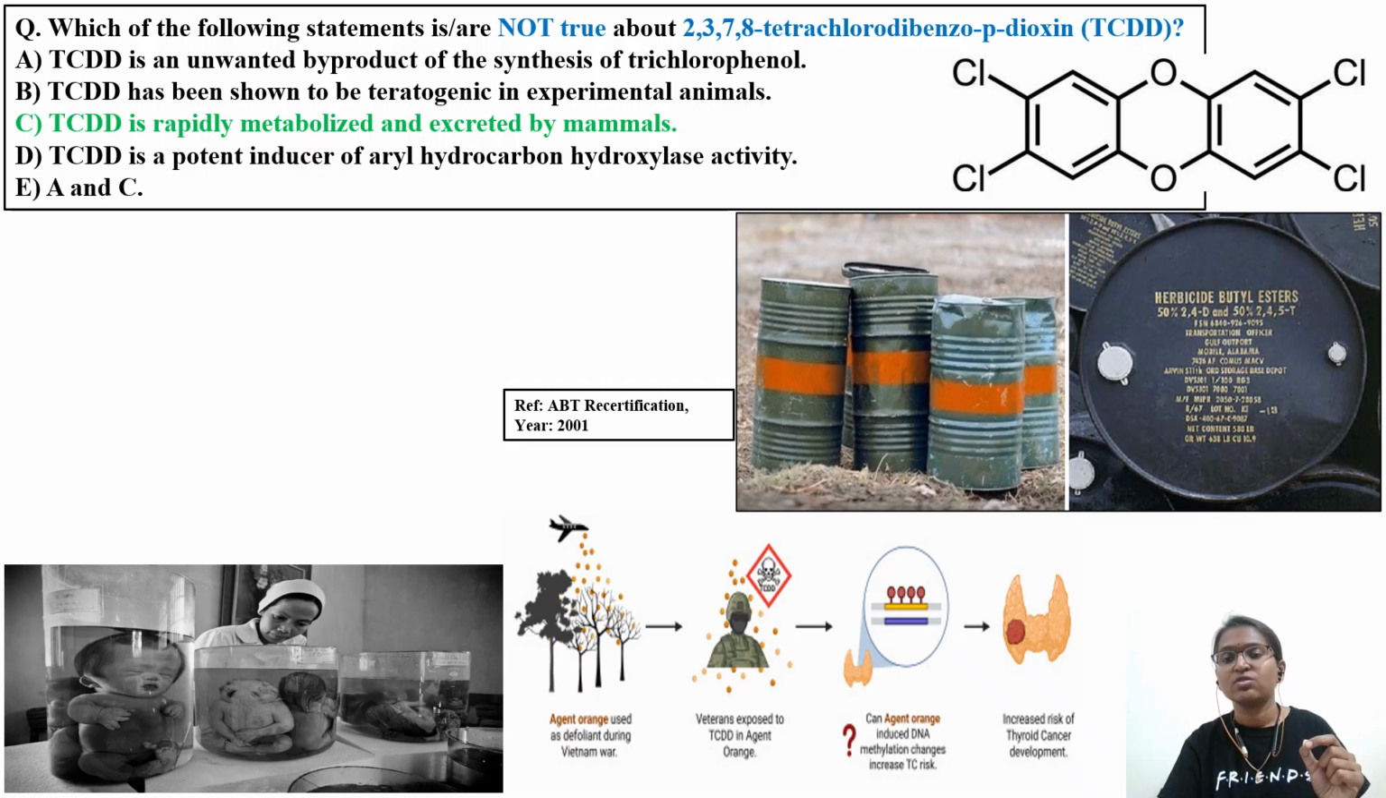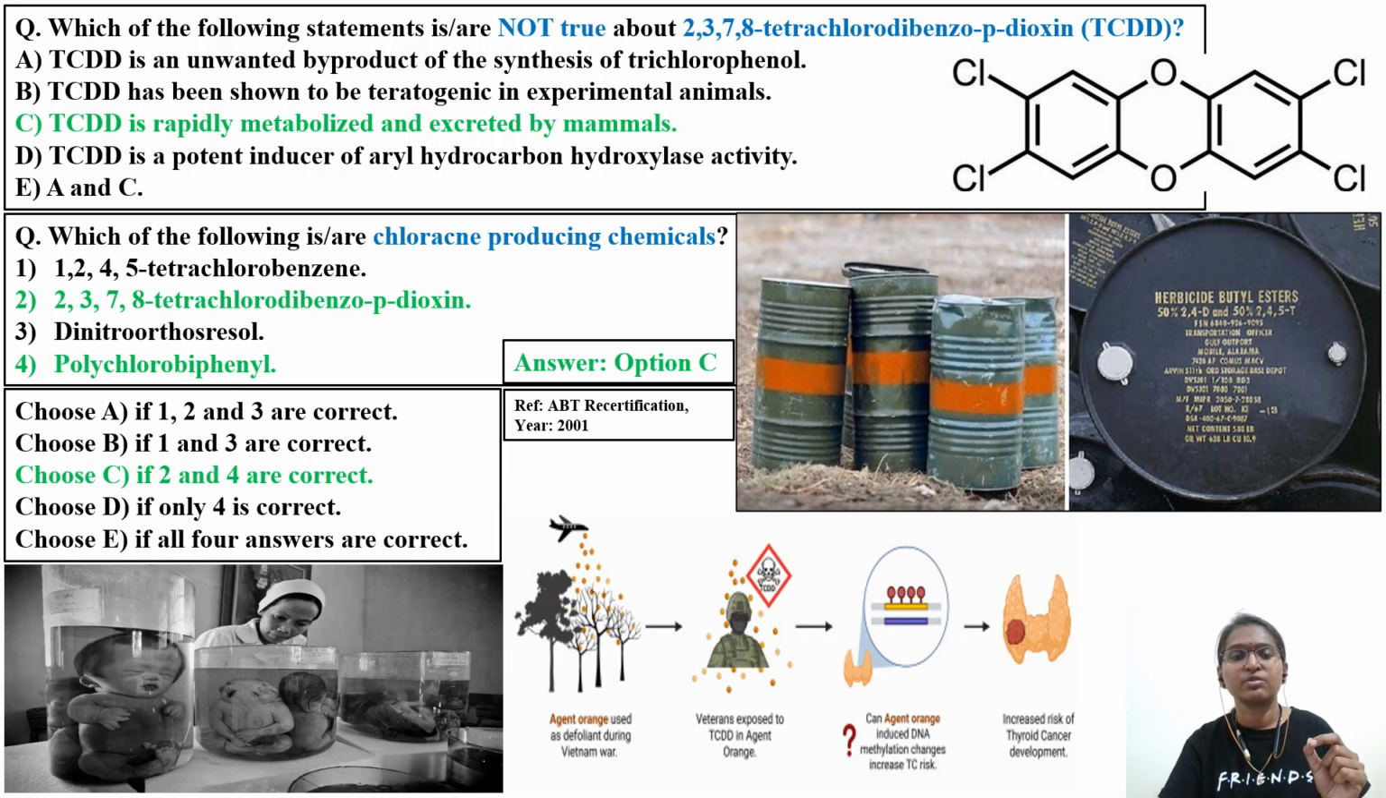We'll also see the next important question, which is taken from DABT recertification 2001. Which of the following are chloracne-producing chemicals? We need to identify from the options which of the following chemicals will cause chloracne.